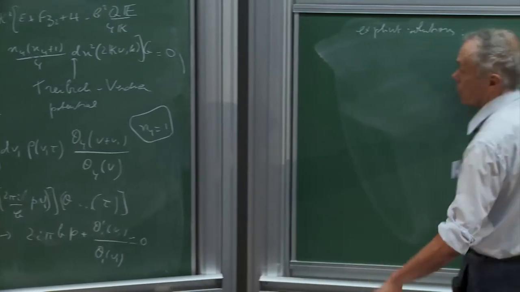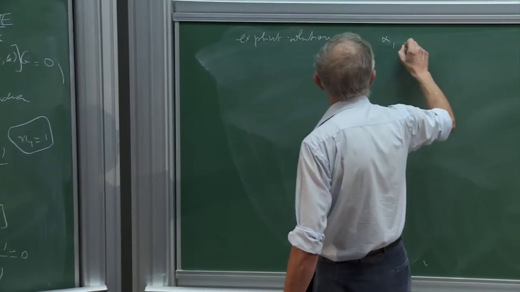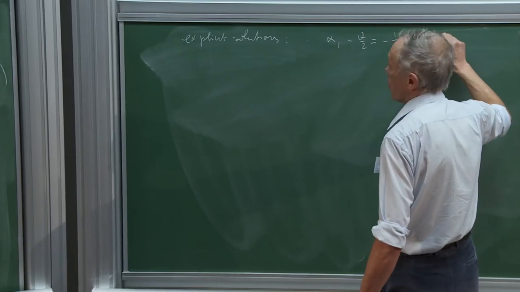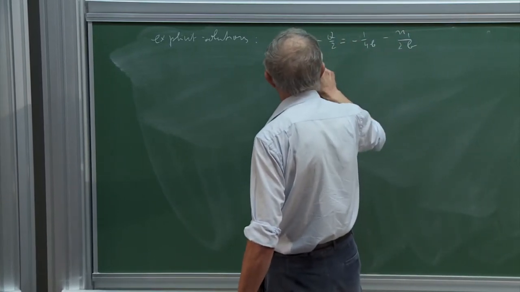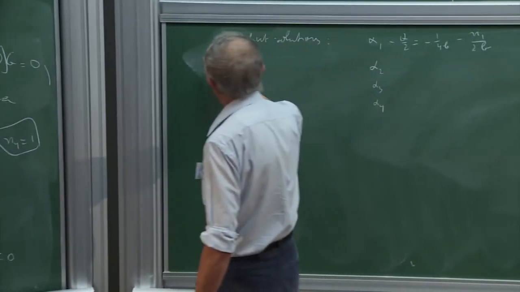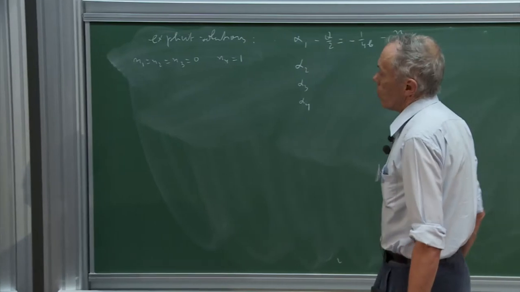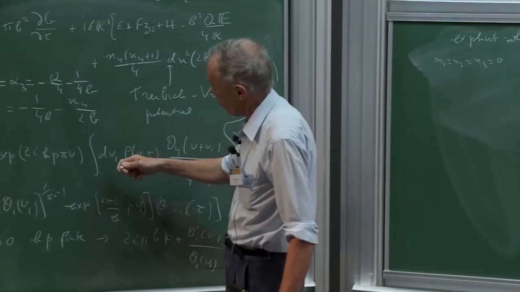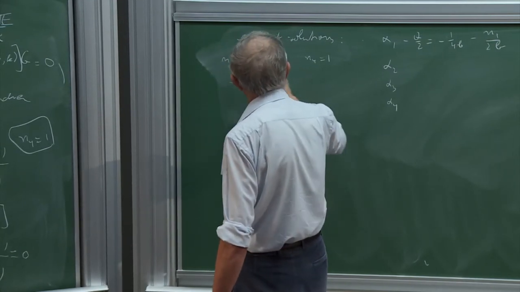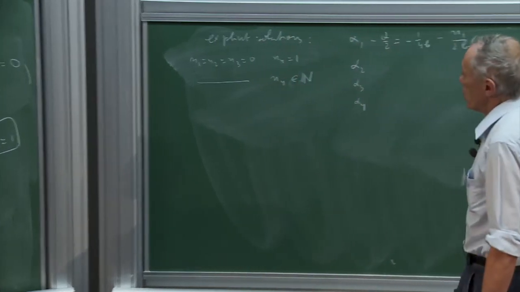So, again, if I take alpha 1 minus q over 2 equal to minus 1 over 4b, in general minus n1 over 2b, and the same for alpha 2, alpha 3, and alpha 4. So this equation here was in the case n1 equals n2 equals n3 equals 0 and n4 equal to 1. Then you see there is an integral representation with one integration variable, nu1. I should have called it nu4, actually. And we have explicit integral representations when n4 is arbitrary, belonging to the integers.